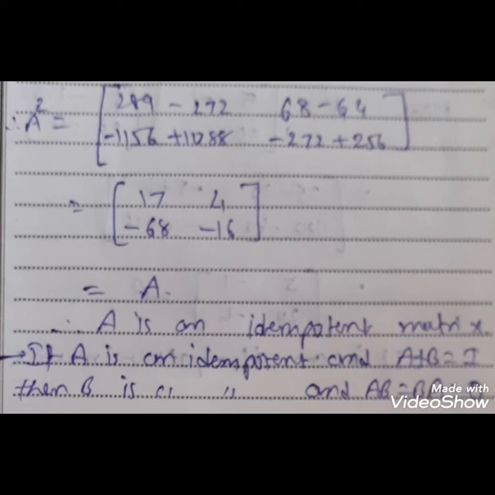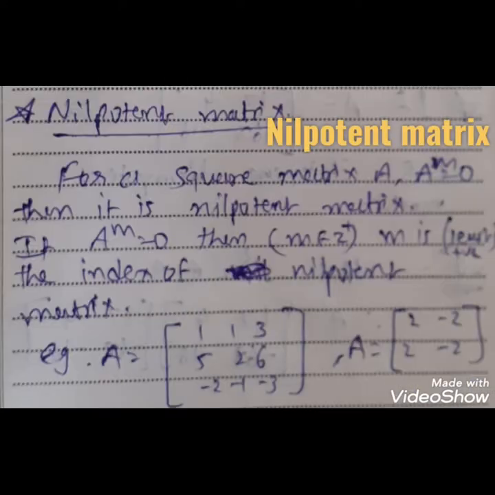So we say that A is an idempotent matrix. Now remember that if A is an idempotent matrix and A plus B is an identity matrix, then B is an idempotent matrix and AB equals 0.